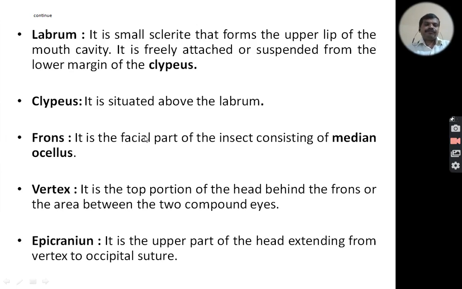The labrum. It's a small sclerite that forms the upper lip of the mouth cavity. In the mouth parts, the first is the upper lip. It is freely attached, or suspended, from the lower margin of the clypeus.